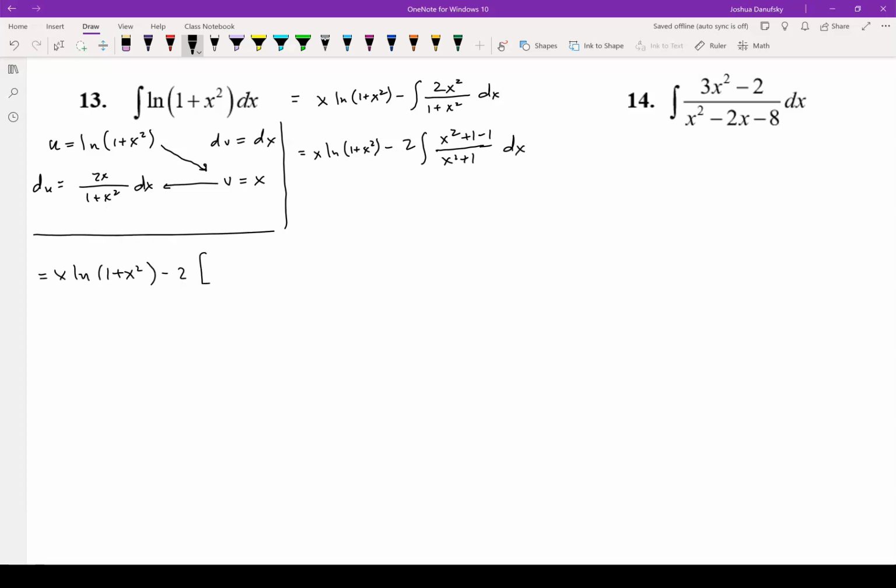That's going to allow us to rewrite this integral as the integral of x squared plus 1 over x squared plus 1 dx minus the integral of 1 over x squared plus 1 dx. And of course, this is just 1. And here we'll have a tan inverse.